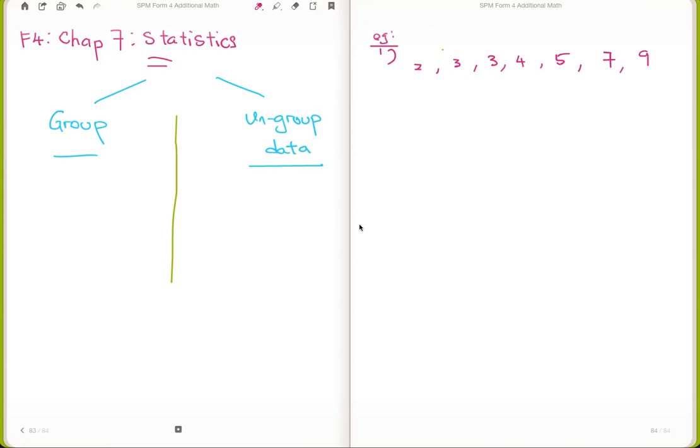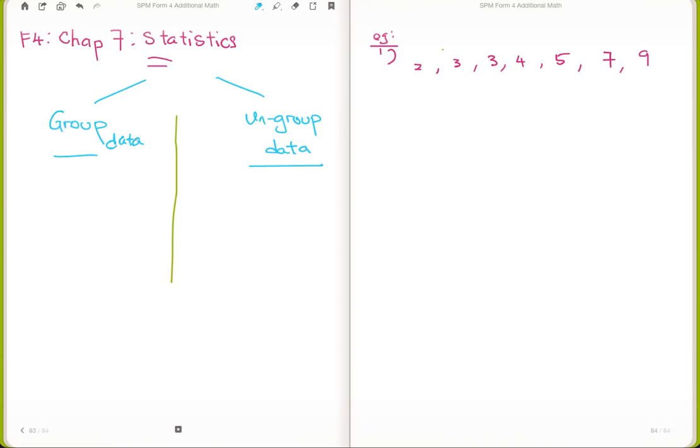Form 4 SPM, Form 4 Chapter 7, Statistics. This video I intend to split into two parts. The first part will be for the group data, while the second part will be for ungroup data, whichever comes first.